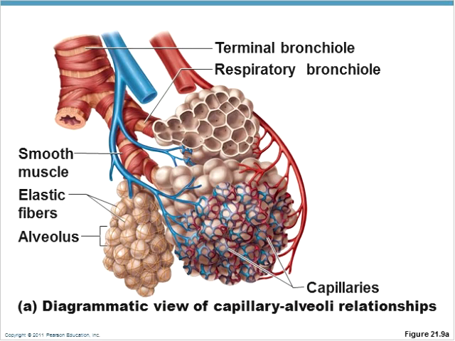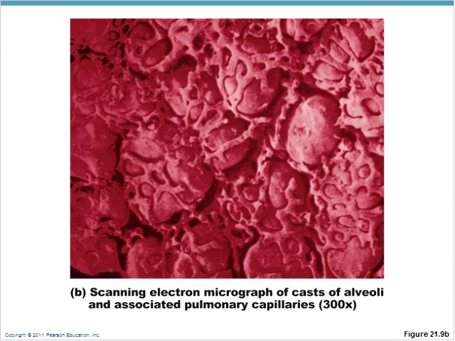What you're seeing here are the terminal branches of the bronchioles. You can see lots of smooth muscle. There are the alveoli, and you can see that the alveoli are totally encased in capillaries, which aid in the movement of oxygen and CO2 in and out of the capillaries.